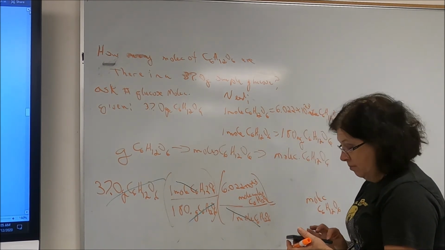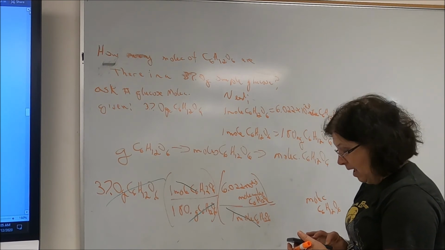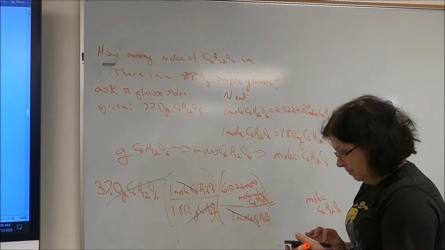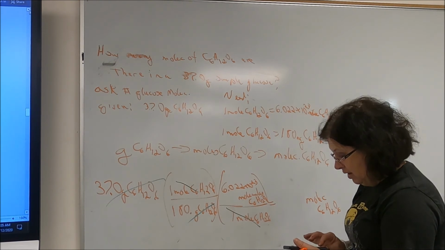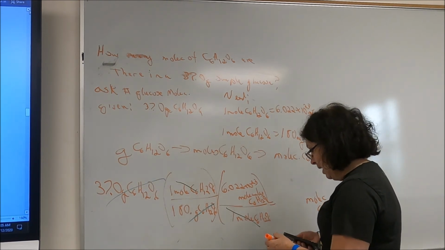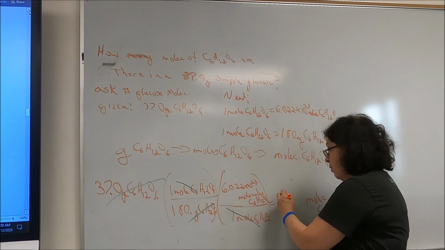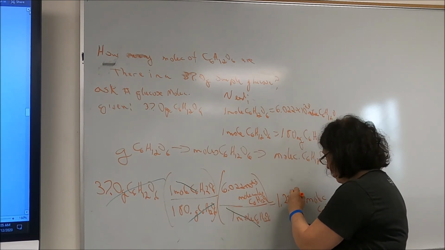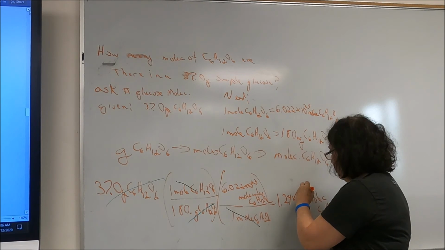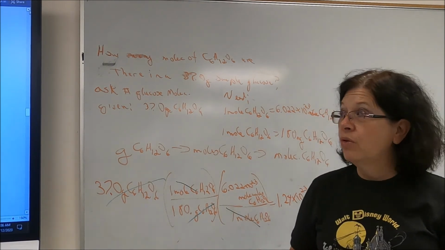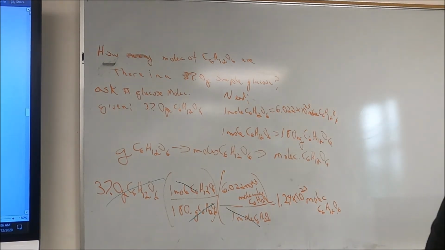So 37.0 divided by 180 times 6.022 EXP 23, and I get 1.24 times 10 to the 23 molecules of glucose. Okay?